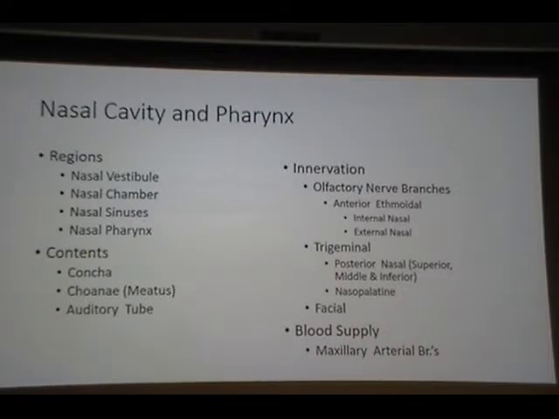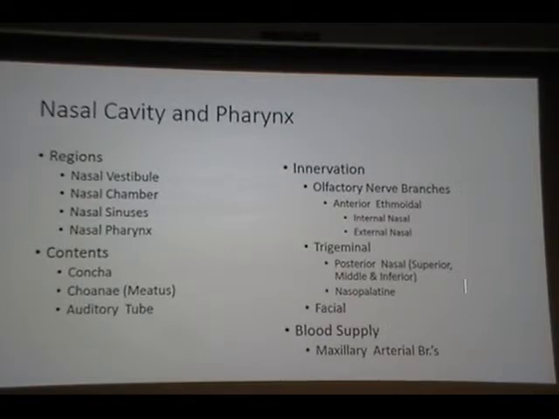Underneath each one of these concha is a space. These spaces are called meatus. So there's three concha: a superior meatus, a middle meatus, and an inferior meatus. And then in the back in the pharynx we have the opening of the auditory tube.